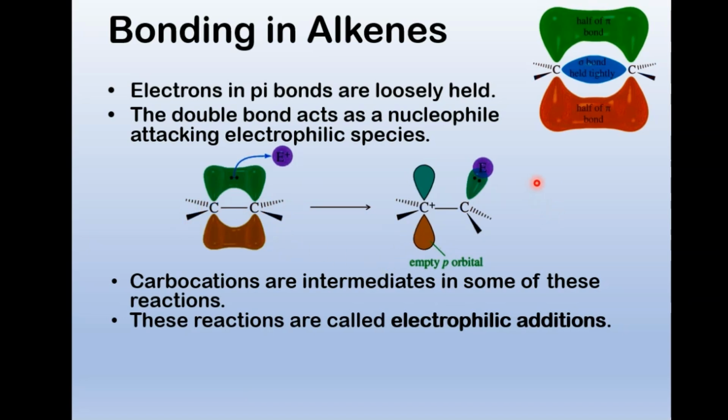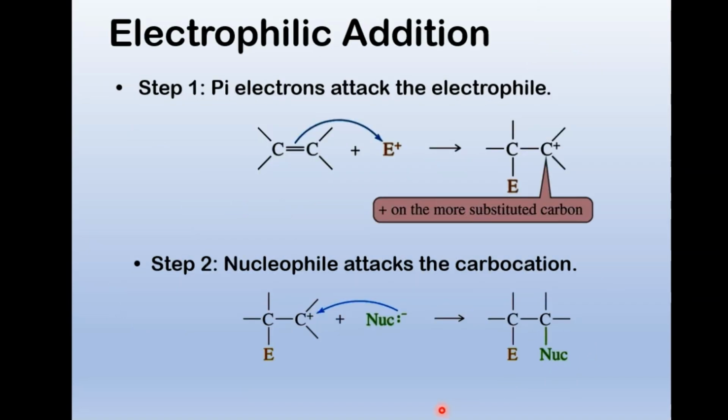So we say the double bond acts as a nucleophile, attacking electrophiles. Carbocations are the intermediate, so here's the electrophile, the double bond jumps onto that, and then it breaks this pi bond, and there is a carbocation, and we call these electrophilic additions. Here's kind of a very generic mechanism. Pi bonds attack the electrophile, carbocation gets formed, and then something else can act as a nucleophile, hitting the carbocation, and now we see we've added two atoms perhaps across a double bond.